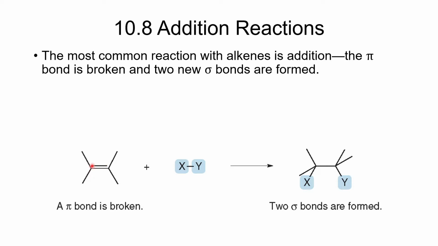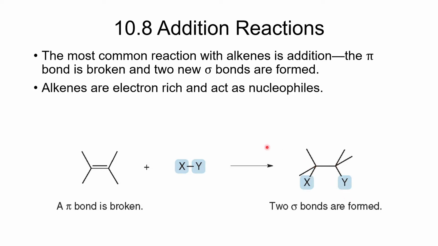So we eliminate the pi bond in between these two carbons. We break the bond between X and Y, and we end up getting a new bond between carbon and X and carbon and Y. The reason we usually get these reactions is that the alkenes are electron rich, and so they can act as nucleophiles. That means we need something for our reagent here to be an electrophile. And so most of what we are going to be looking at are reactions between nucleophiles and electrophiles.